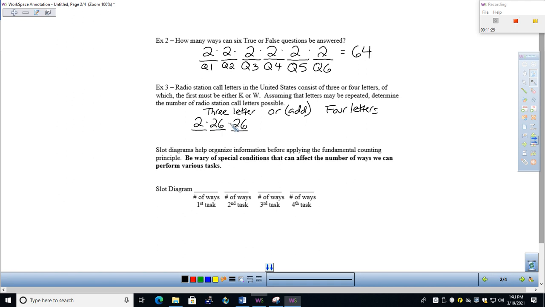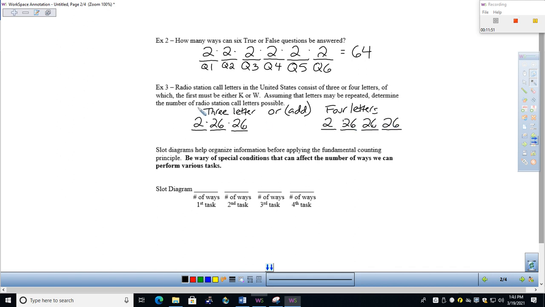Awesome. Now let's go over to the 4-letter possibilities, and as I look at the individual tasks, kind of breaking it down, I would look at the first letter, knowing that it has to be either K or W, so there are only 2 possibilities there. And then just going through, the second letter can be any of the 26, I can repeat, of course, so again, the third letter can be and the fourth letter can be. So I'm hoping you kind of see how the individual tasks play out. First letter, second letter, third letter, fourth letter.